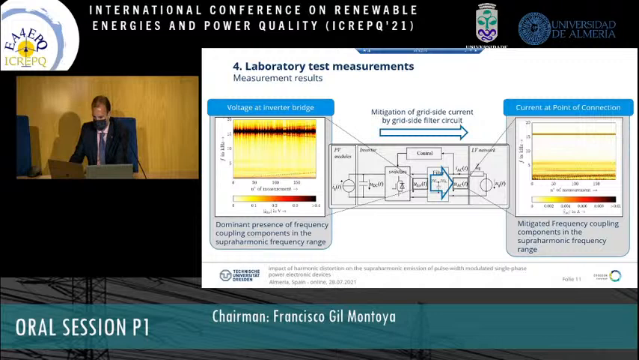So on the left side again, we can see the voltage at the inverter bridge, which we were going to study, and where we saw that the frequency ranges actually interact between the superharmonics and the harmonics. In practice, we have to admit that this has not been addressed or identified, probably because we can see mitigation by the grid side filter circuit. So in general, the filter is able to suppress or mitigate in many cases these frequency components in practice if we design it correctly.